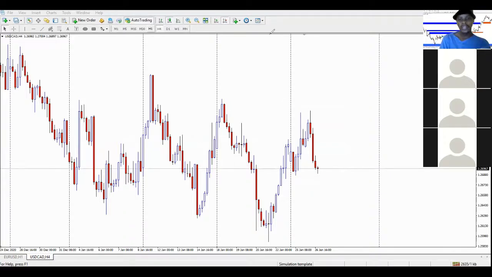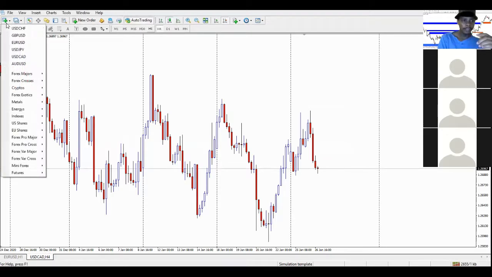Okay, so what we're gonna do now, let's look for an example of a normal head and shoulder, because this one is an inverse head and shoulder pattern. And then from here we'll move on.